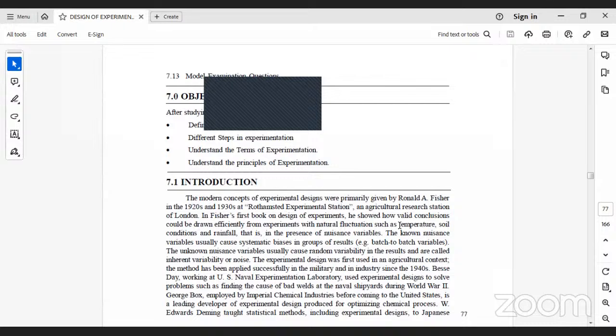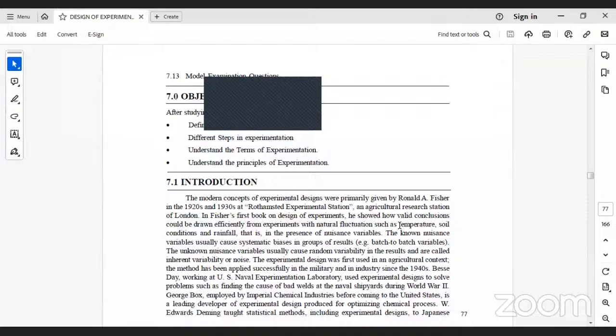The known nuisance variables usually cause a systematic bias in the groups of results, from batch to batch. The unknown nuisance variables usually cause random variability in results, also called inherent variability or noise.